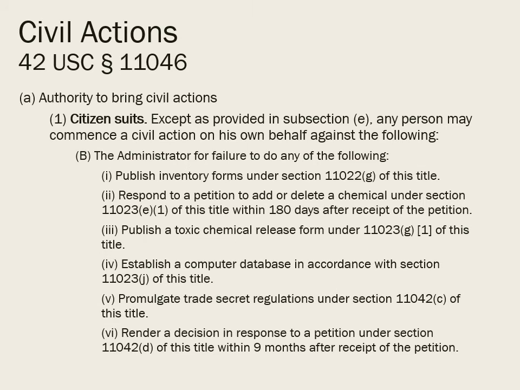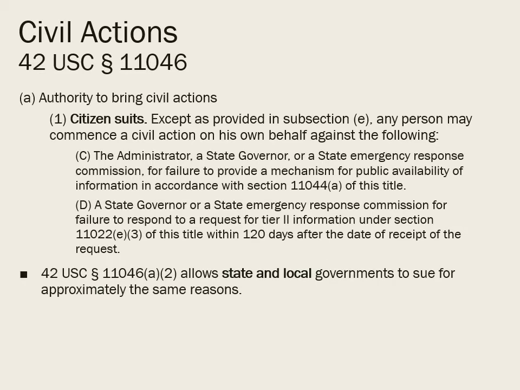Citizens can also bring suits against the EPA administrator for failure to publish information or failure to take other steps that are required by statute. In addition, citizens can sue state governors and state emergency response commissions if they don't provide a mechanism for publicly divulging information required by the law. And finally, the statute also allows state and local governments to sue on basically the same grounds as citizens.